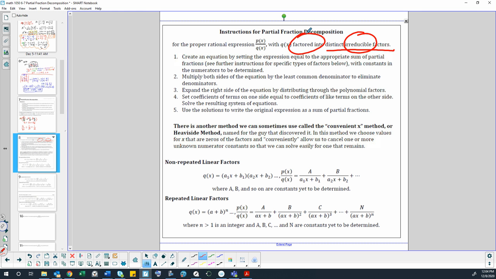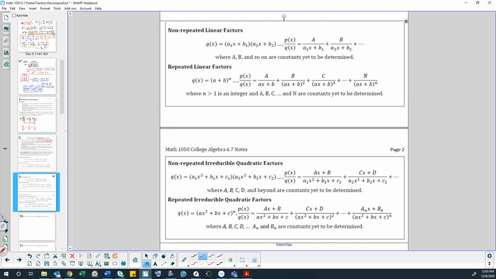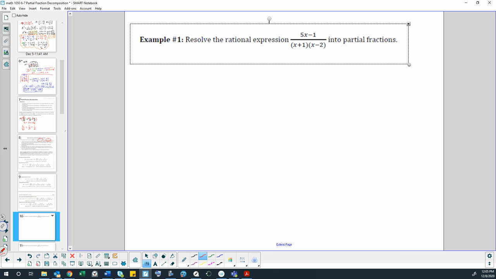So non-repeated linear factors: if all of our denominator factors are linear and none of them repeat, we use this one. If they repeat, we use this one. And I know right now they're just kind of a hodgepodge. And then if you have quadratic factors, there's a whole other rule to follow. So we'll come back and refer to these as we do these examples.